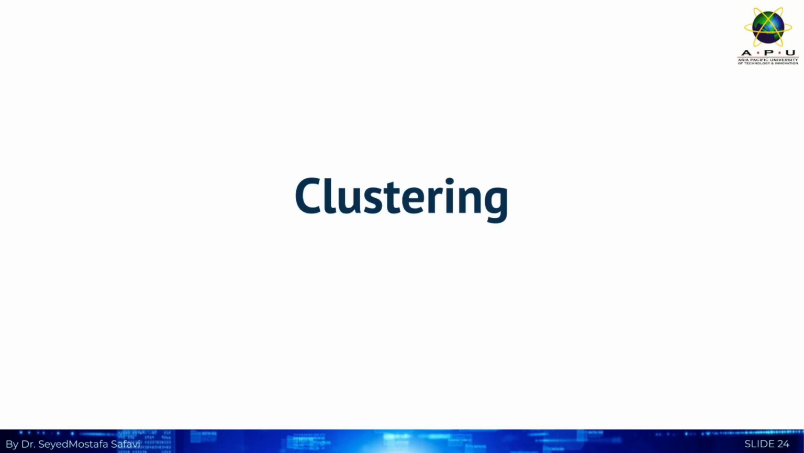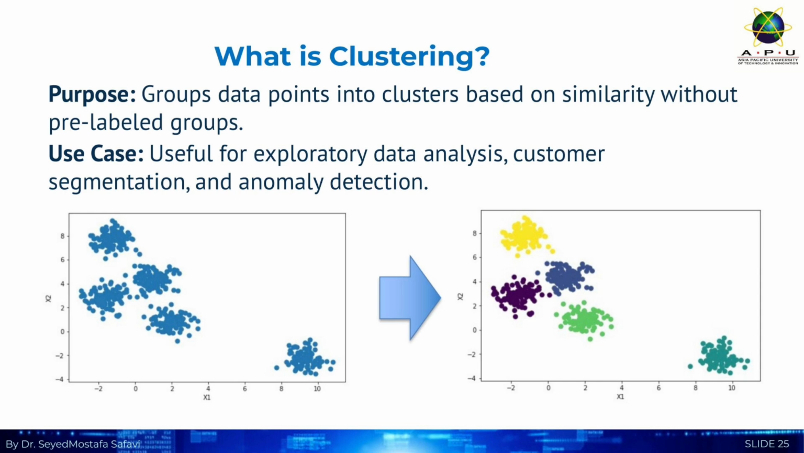Shifting gears to an entirely different type of learning, clustering. This falls under unsupervised learning, meaning we don't have pre-labeled groups. The purpose is to group data points into clusters based on similarity. It's like finding natural groupings in your data. It's incredibly useful for things like exploratory data analysis, just trying to understand what your data looks like, customer segmentation, grouping customers by buying habits, and even anomaly detection, finding data points that don't fit into any group.